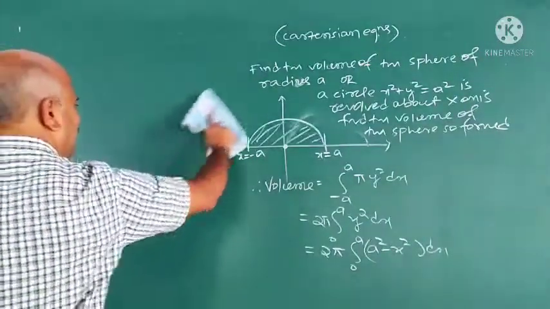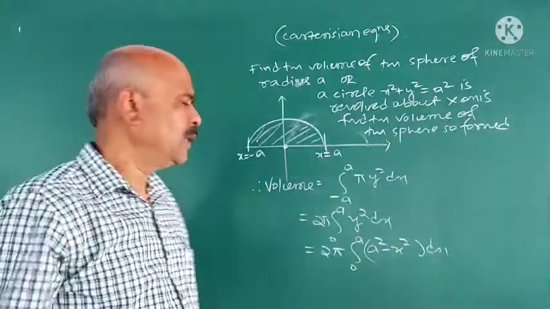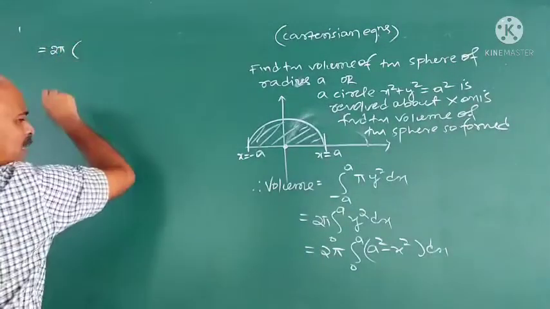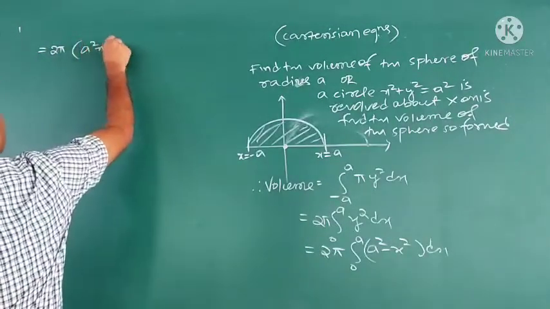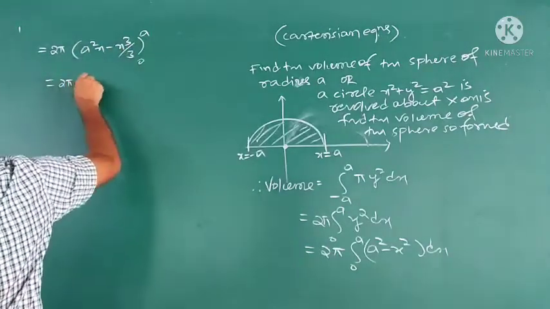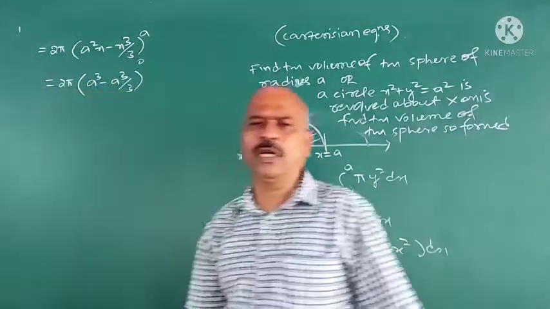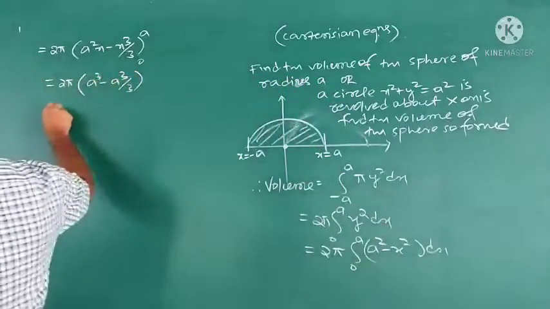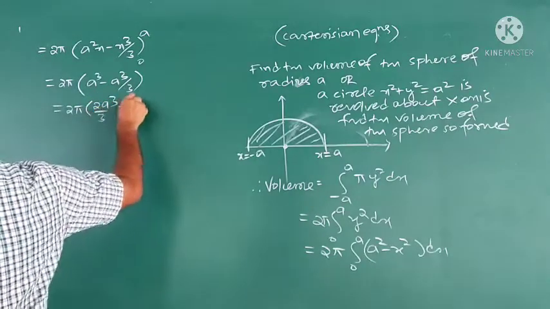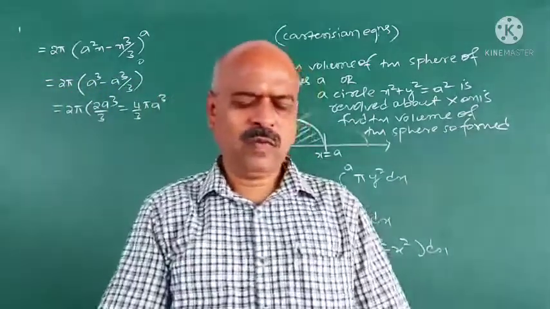The important thing is, when the area under the circle is rotated about the x axis, you will get a sphere, and apply the formula like this. It is 2 pi into, what is the integration? a square x minus x cube by 3, with limits from 0 to a. So 2 pi a cube minus a cube by 3, because the lower limit gives only 0. 2 pi into 2a cube by 3, that is 4 by 3 pi a cube. Correct? This is the volume of the sphere.